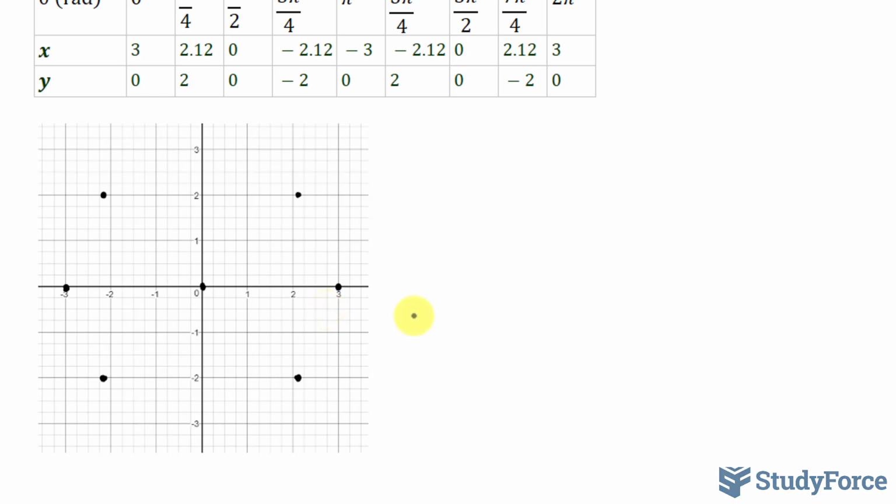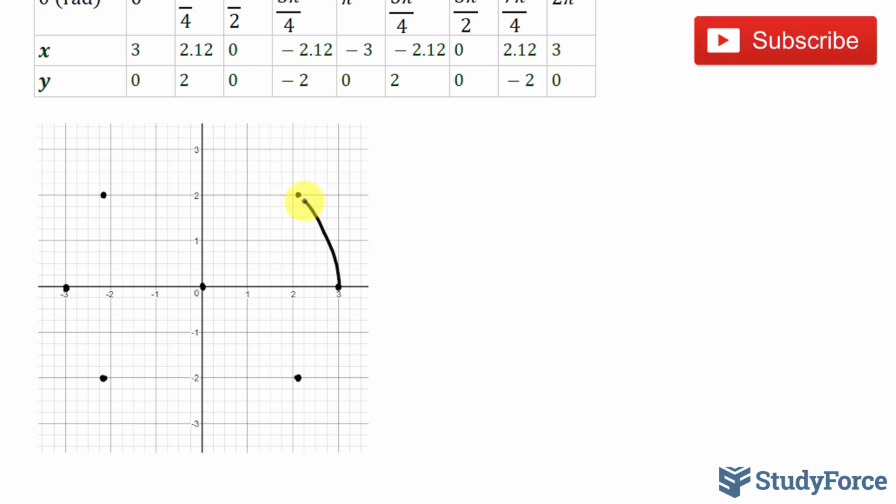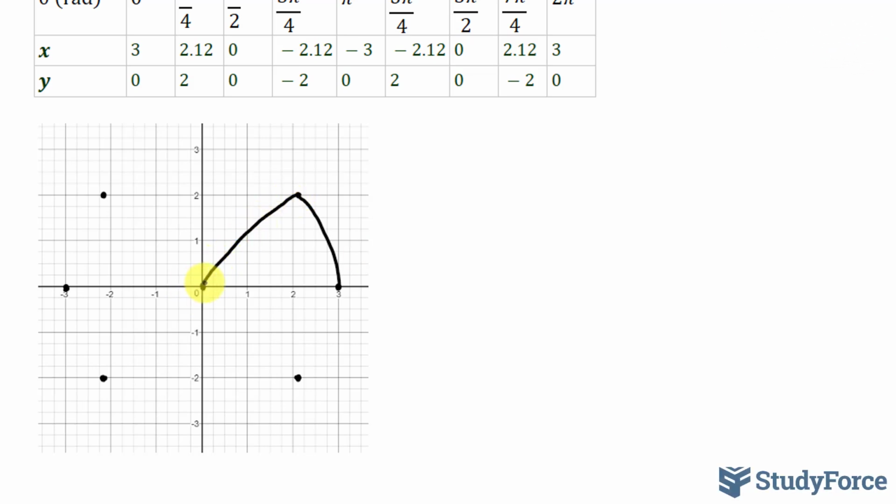To connect these points, I'll start with where I began, which was 3 and 0. And then I'll make my way up to the second point, then the third and the fourth, and so on. So with a curvy line, I'm going to connect this point with that one. This goes down. Then my next point was negative 2.12 and negative 2. Over to this. Then to this. Then back to 0 and 0. To this point, and finally back to 3 and 0.